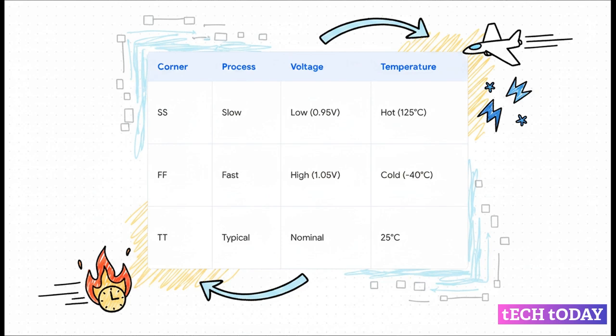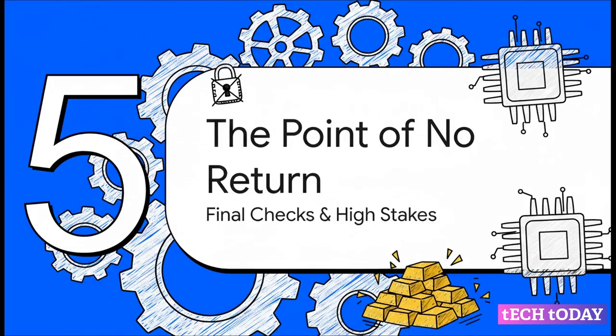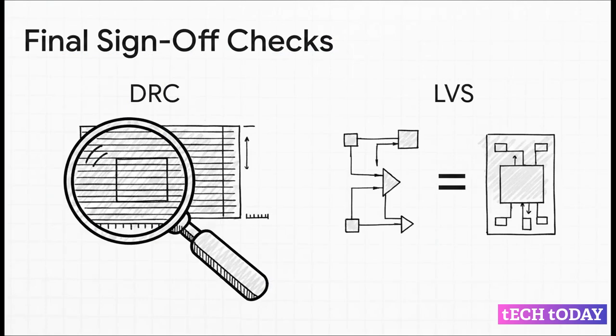They'll test it slow and hot, which is the worst case for speed, and then they'll test it fast and cold, which can cause other problems, like signals racing each other. It's exactly like testing a jet wing at every extreme of its flight envelope to make absolutely sure it never ever fails. And that brings us to the final stage. This is where the stakes are incredibly high and there is absolutely zero room for error. The design is pretty much done, but before it gets sent out the door, it has to pass the last, most intense checks.